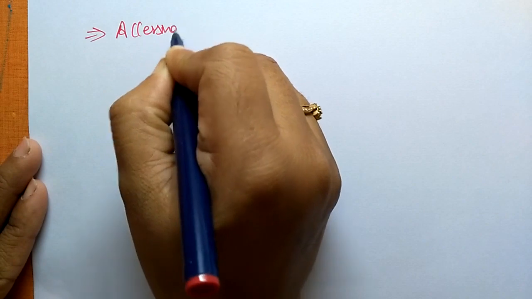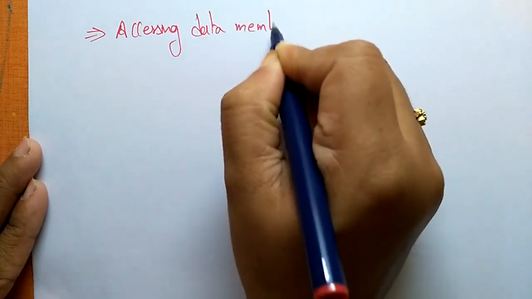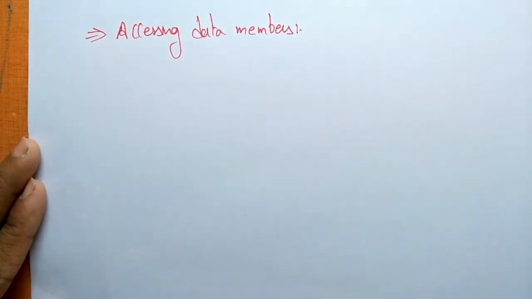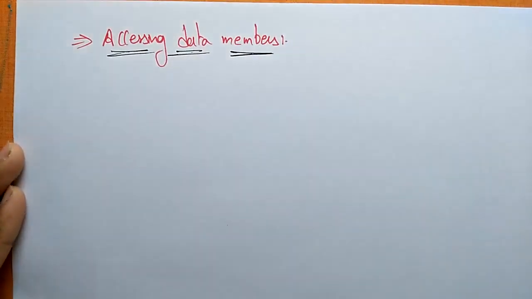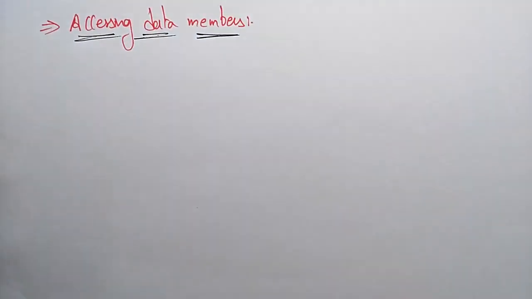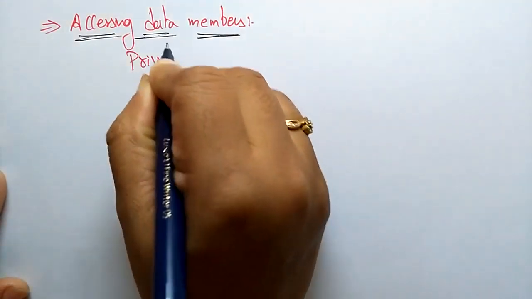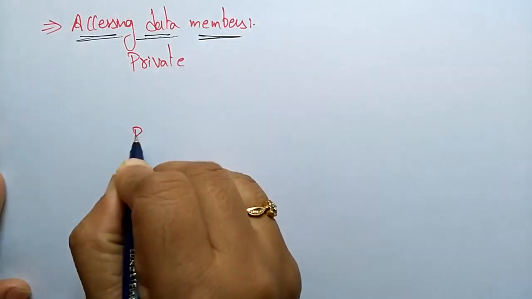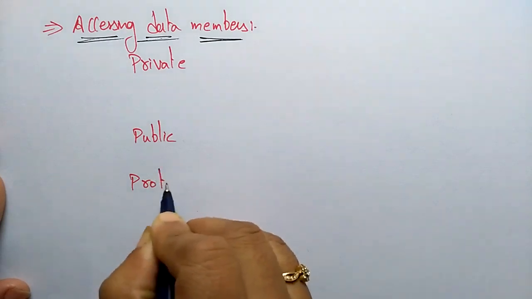Accessing data members. If you want to access the data members, you need to specify the access specifiers. The access specifiers may be private, public, or protected.